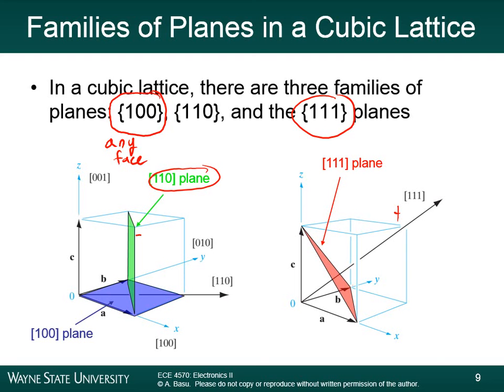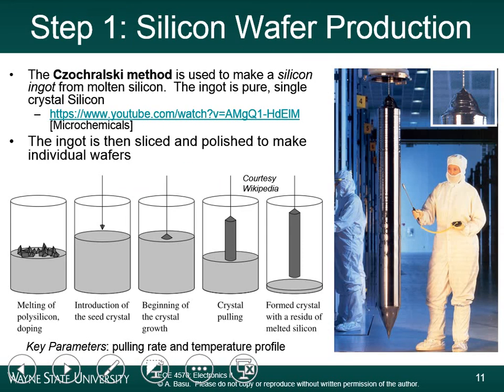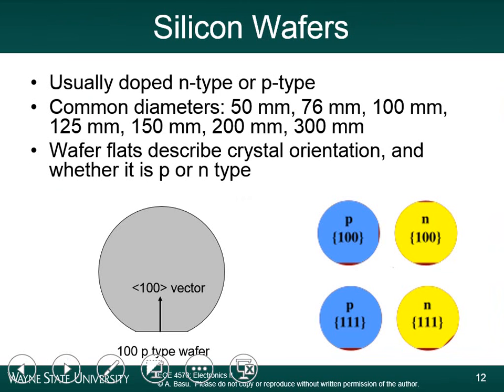Now, this being said, from a practical standpoint, the most common types of wafers, we're just jumping ahead here, the most common types of wafers are what's called the 100 wafers. What that means is that silicon is three-dimensional.